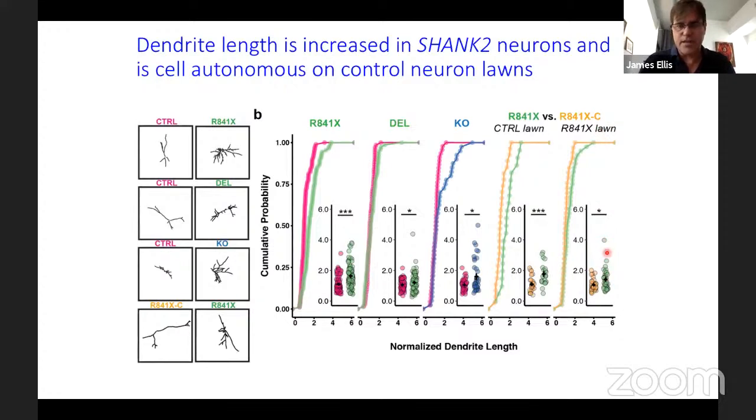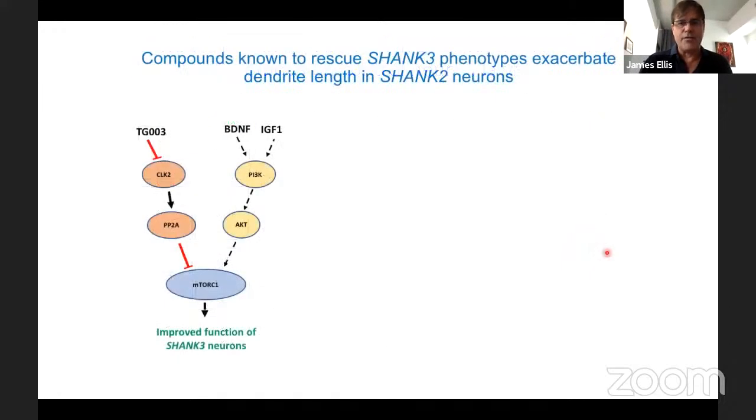I'm not going to show you that data, but dendrite length is up, synapse numbers are up, and we focused on the dendrite length. So SHANK3 had been previously reported by Ricardo Dalmash's lab. And in that case, they see that there's less connectivity and the dendrites are smaller. And they were able to rescue with BDNF and IGF-1 going through this mTOR pathway, and mTOR regulates translation. So this leads to improved function of SHANK3 neurons.